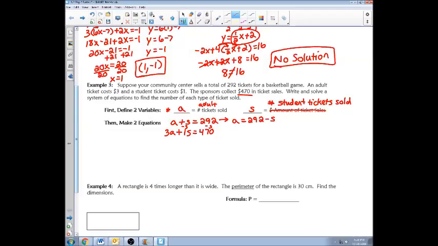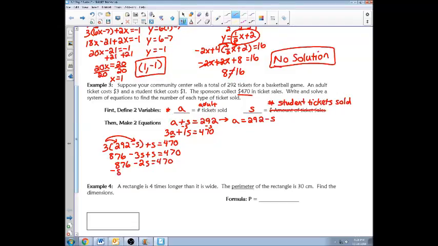Okay? Now I'm going to take this 292 minus S, plug it in for this A down here. So I'll have 3 times 292 minus S, plus S, equals 470. Well, 3 times 292 is going to get us 876. Remember, I'm distributing real quick. 3 times negative S would be negative 3S, plus S equals 470. Combine like terms, so 876, negative 3S plus S would be negative 2S equals 470.